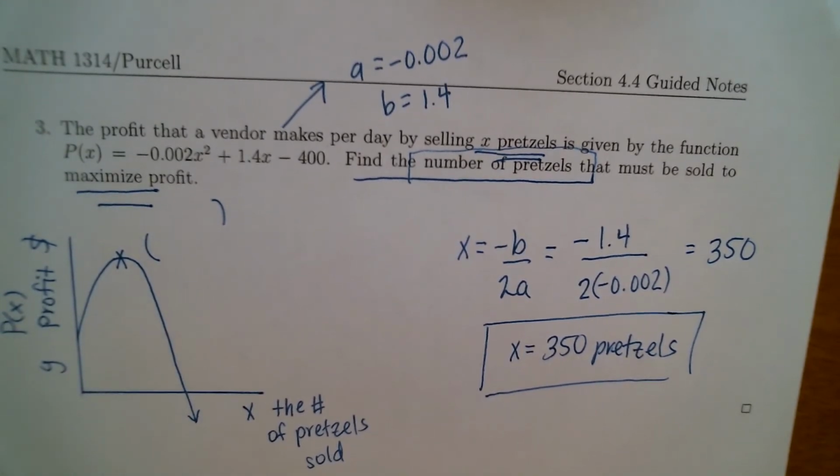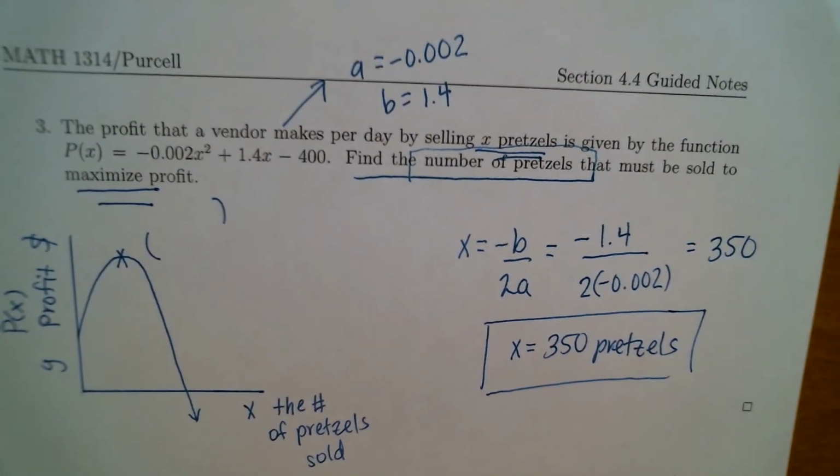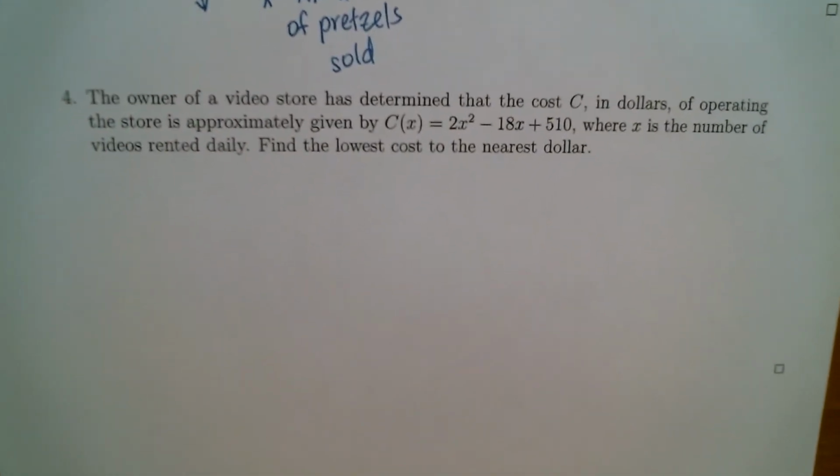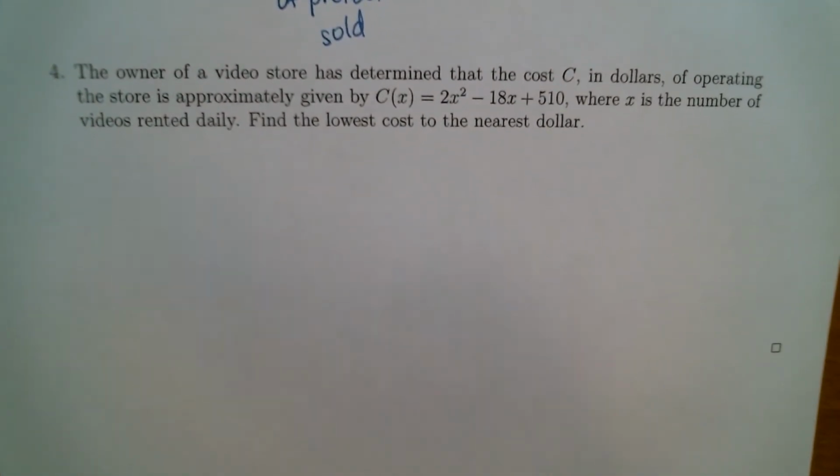All right, let's take a look at number 4. It's going to be very similar. You get your function, just apply the vertex formula. The owner of a video store has determined that the cost C in dollars of operating the store is approximately given by C of X is equal to 2x squared minus 18x plus 510, where X is the number of videos rented daily. Find the lowest cost to the nearest dollar.